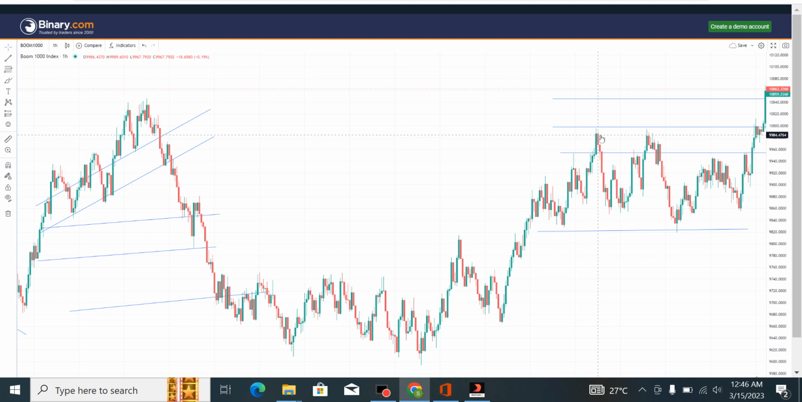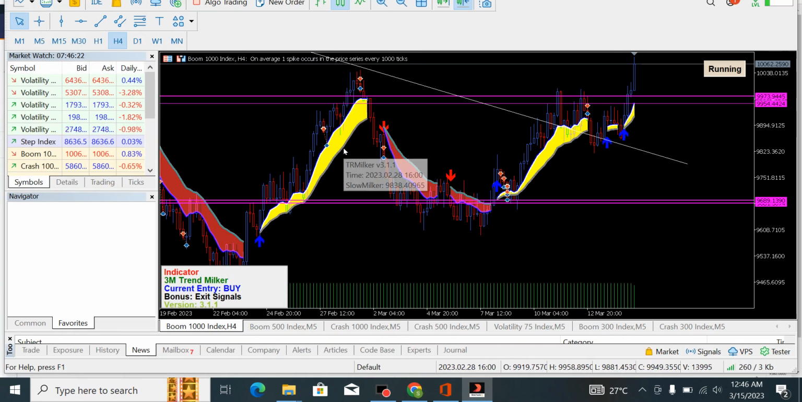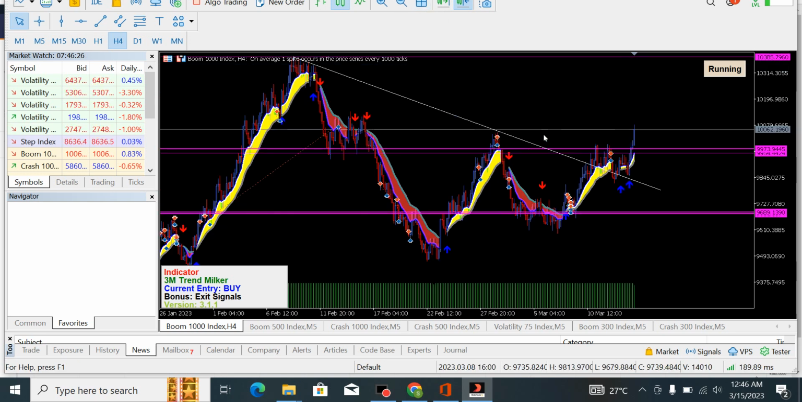And if you think you cannot do all this analysis, then the 3M trend Meerkat trading tools can help you out with the trends. Okay, it can help you out with the trends. You can see this is the same chart that we were looking at on the other chart, and this is the 4-hour time frame, and of course this is on an uptrend at the moment.